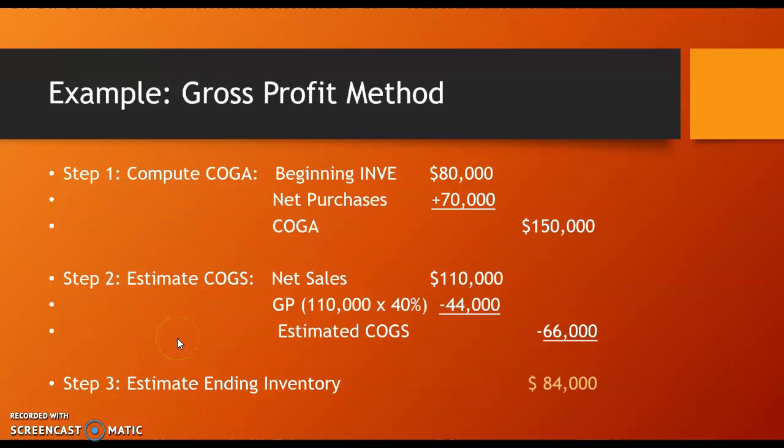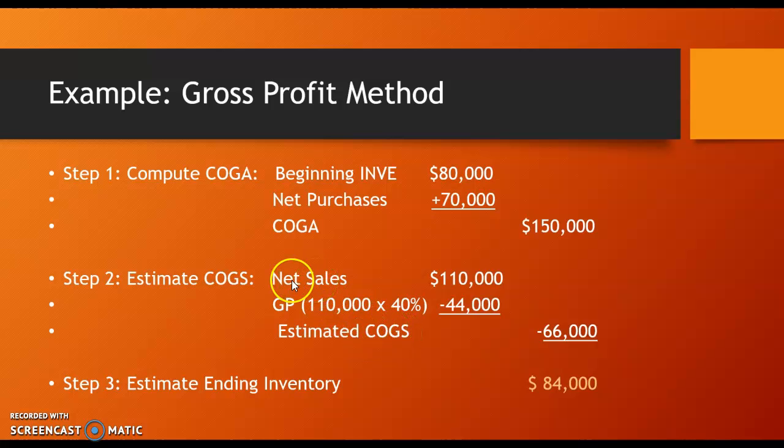All right, so with our example, step 1 is to compute the cost of goods available, which is the beginning inventory and the net purchases, which was the $80,000 plus the $70,000. So our cost of goods available then is $150,000. Step 2 is to estimate the cost of goods sold. So we're going to take the net sales, which we were told was $110,000. We're going to subtract out the gross profit to get our estimated cost of goods sold.